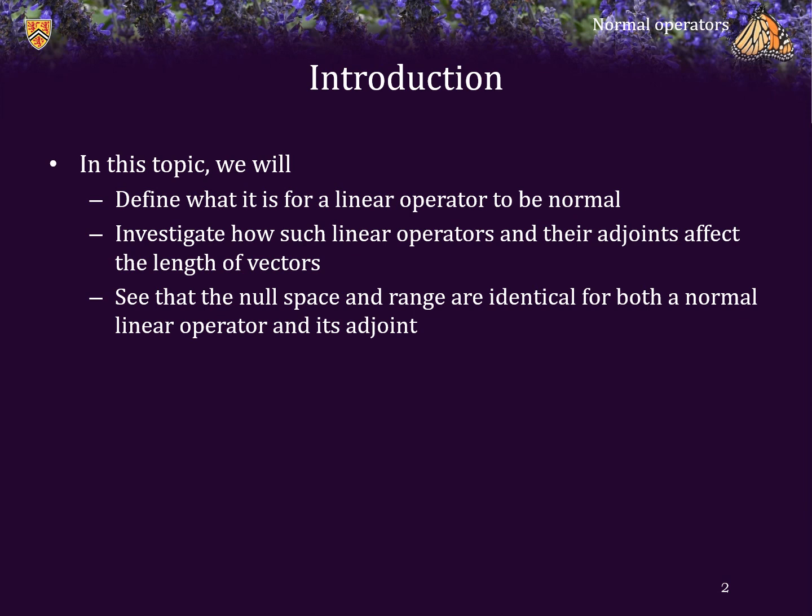So in this topic, we will define what it is for a linear operator to be normal. We will investigate how such linear operators and their adjoints affect the lengths of vectors, and we will see that the null space and the range are identical for both a normal linear operator and its adjoint.